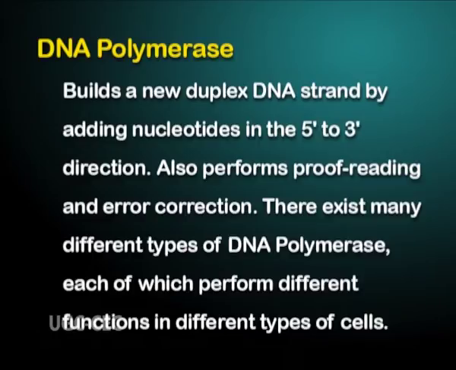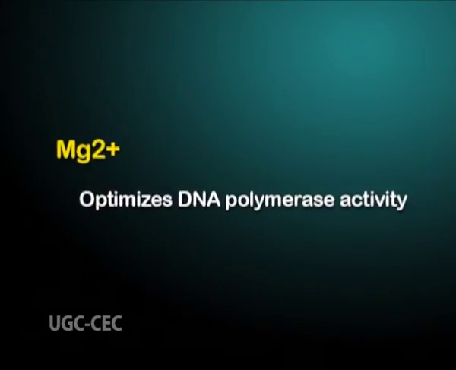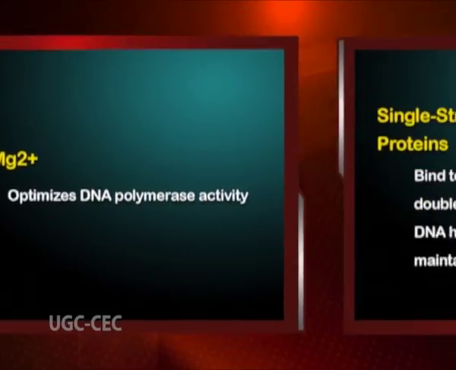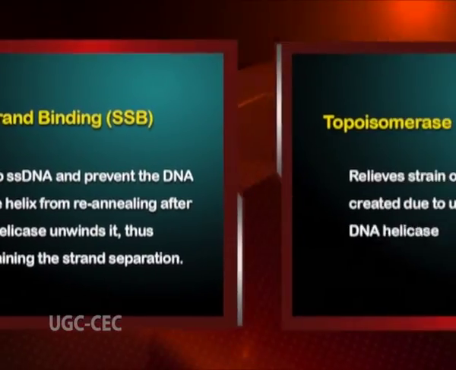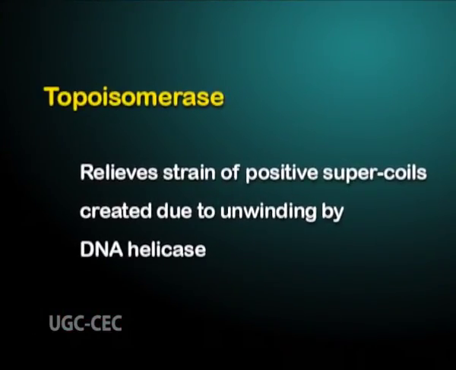There exist many different types of DNA polymerase, each of which perform different functions in different types of cells. Mg2+ ions, they optimize DNA polymerase activity. Single strand binding proteins, they bind to single stranded DNA and prevent the DNA double helix from re-annealing after DNA helicase unwinds it, thus maintaining the strand separation. Topoisomerase, it relieves strain of positive supercoils created due to unwinding by DNA helicase.